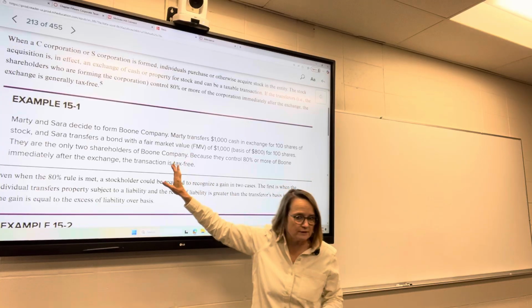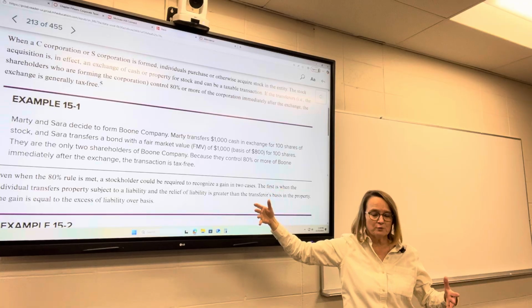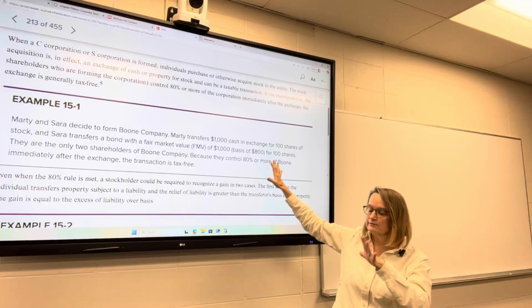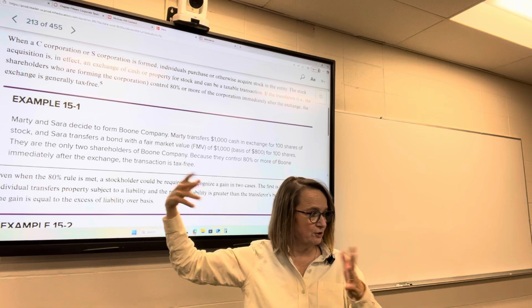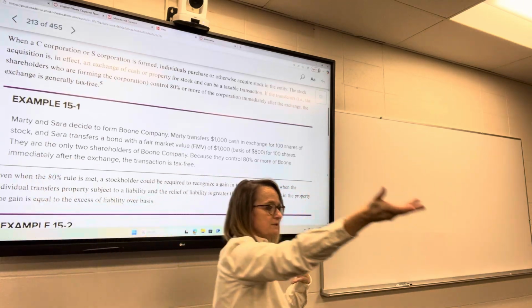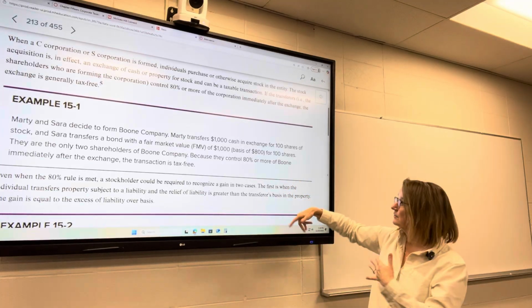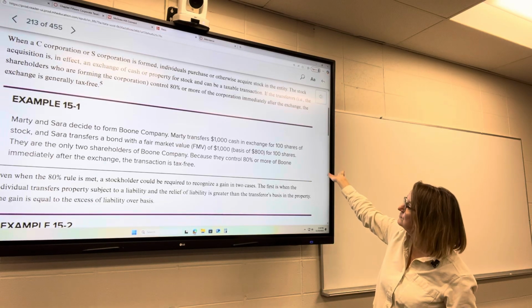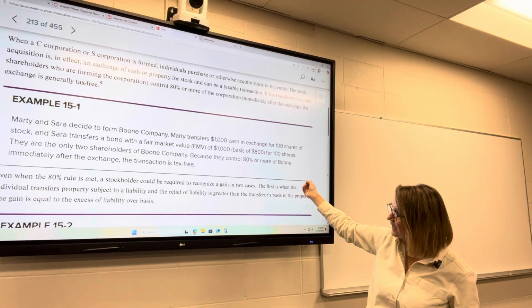This really isn't how it works when you think of the stock exchanges that we're familiar with, like the New York Stock Exchange and the Dow or the S&P, all of those different markets. Those are third-party markets, so you're not buying it directly from the company, you're buying it from somebody else who owns the stock. But in these scenarios, you're buying it directly from the company. So Marty transfers $1,000 cash in exchange for 100 shares of stock. So $10 a share is the cost that he's paying for that.